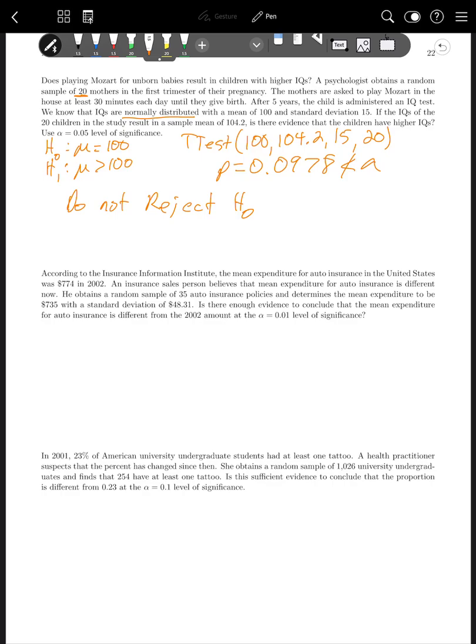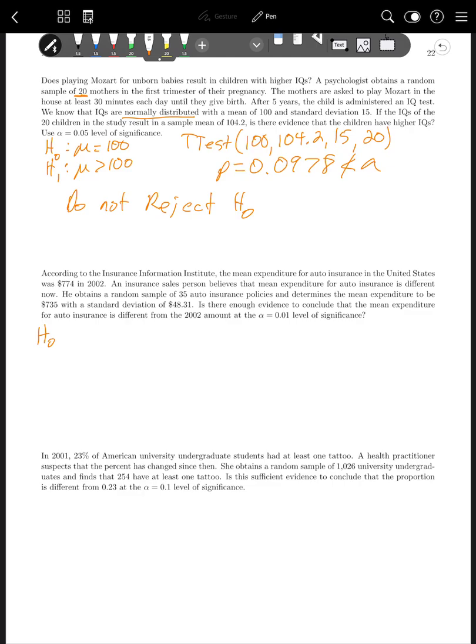Okay. The next one says, according to the Insurance Information Institute, the mean expenditure for auto insurance in the United States is $774 in 2002. An insurance salesperson believes that the mean expenditure for auto insurance is different now. He obtains a random sample of 35 auto insurance policies and determines the mean expenditure to be $735 with a standard deviation of 48.31. Is there enough evidence to conclude that the mean expenditures for auto insurance is different from 2002 at the 0.01 level of significance?